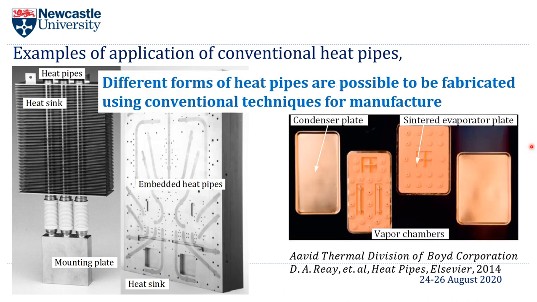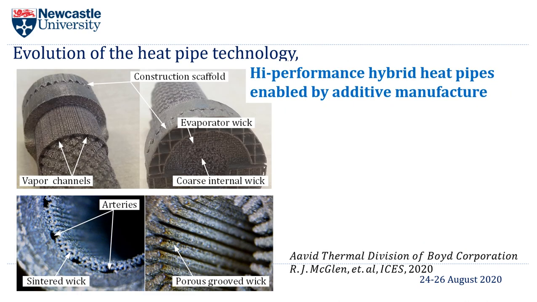It is also possible to fabricate heat pipes to have different shapes than just the usual pipes. Here we have an example of vapor chambers for electronics cooling. The question is where the technology is moving towards. It's been in development for more than 100 years. The manufacturing techniques are well established.